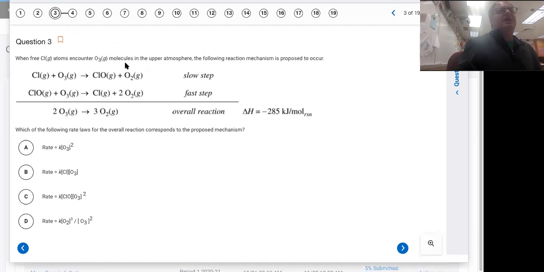Free chlorine atoms encounter O3 molecules in the upper atmosphere. The following reaction mechanism is proposed to occur. A lot of information on here. Here we have the slow step. So if we take a look, we have ClO. That's going to be an intermediate. And then we get 3O2, which makes sense. And we have 2O3. What is Cl here?